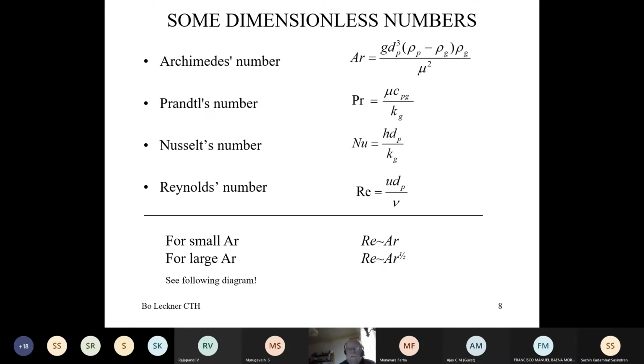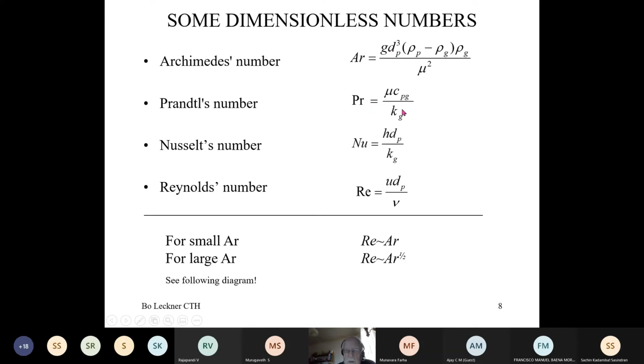Some numbers: I know from my previous experience, when I was a student, it was always difficult to remember the various dimensionless numbers. So I summarize them rapidly here. This is the Archimedes number, which is related to the particle size, but it's a cube of the particle size, so it's very strongly related to particle size. We say that the Archimedes number is an expression related to particle size.